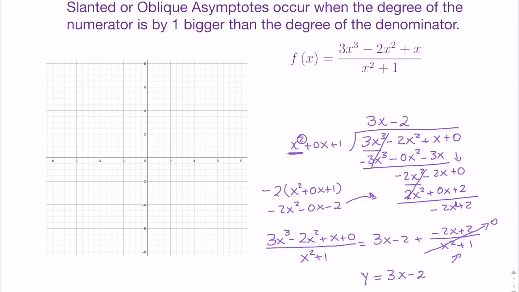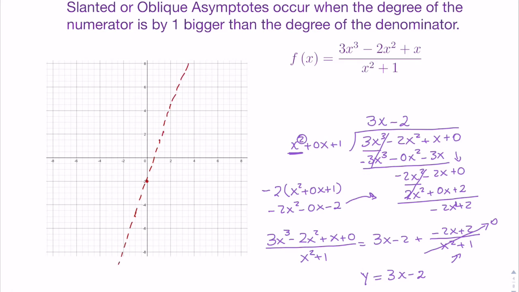And we can just graph that line, whose y-intercept is negative 2 and has a slope of 3. So we go 1, 2, 3 up, 1 to the right, 1, 2, 3 up, 1 to the right, 1, 2, 3 down, 1 to the left. This is how the asymptote looks. Ooh, doesn't look very straight.